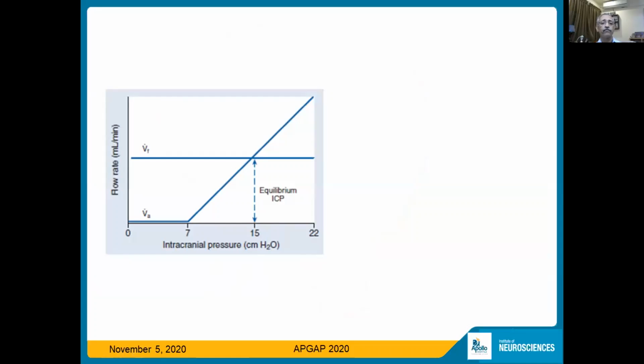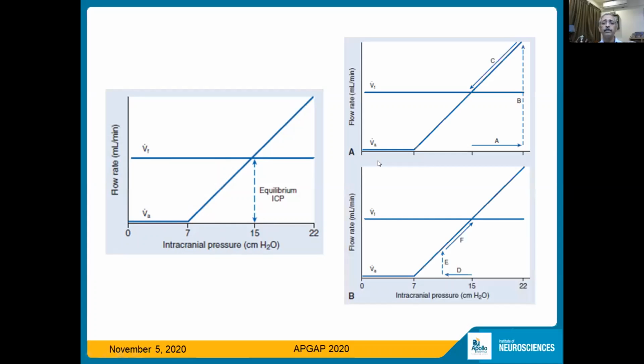Now, the flow is regulated based on the formation and absorption. Usually the formation and absorption are equilibrated so that the ICP is maintained constant, and the absorption is very low or insignificant up to a pressure of about 7 millimeters of mercury, 7 centimeters of water, or 4 millimeters of mercury of intracranial pressure. As the pressure increases, there is a slight increase in the absorption, and then once it reaches equilibrium, the pressure stabilizes there.